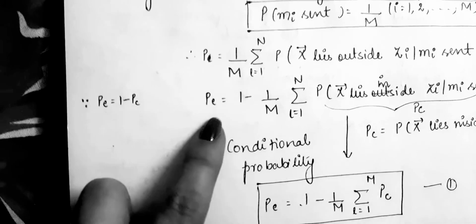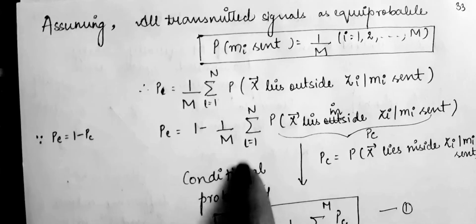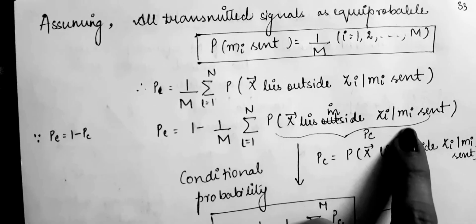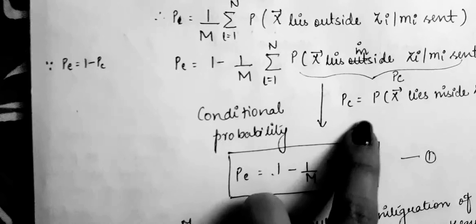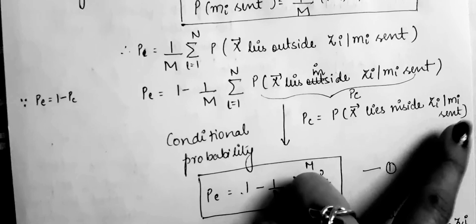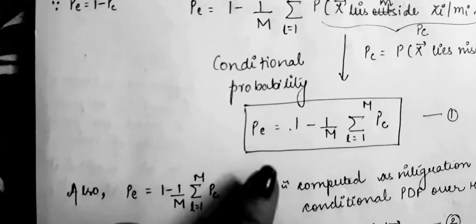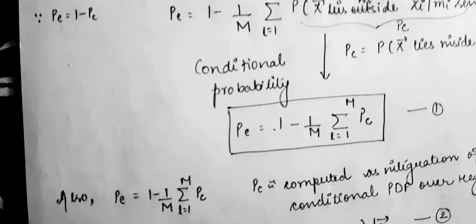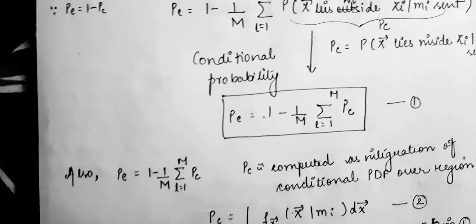Now we already know that the probability of error Pe = 1 minus the probability of correct decision. So Pe = 1 - 1/m summation i = 1 to m of P(X vector lies inside Zi | mi sent). Here Pc is P(X vector lies inside Zi, with mi transmitted). So we can say that Pe = 1 - 1/m summation i = 1 to m of Pc. We can compute that Pc is an integration of the conditional PDF over the region Zi.